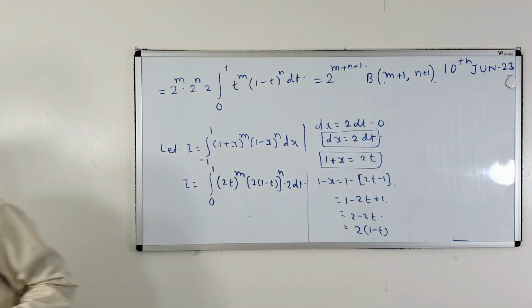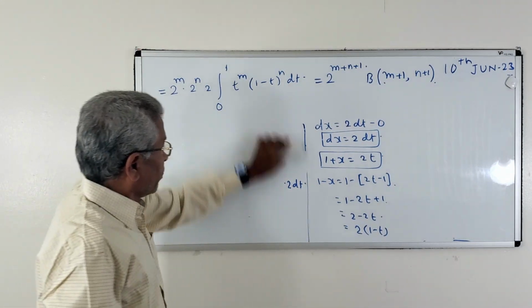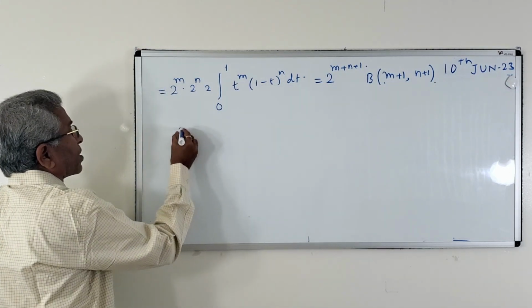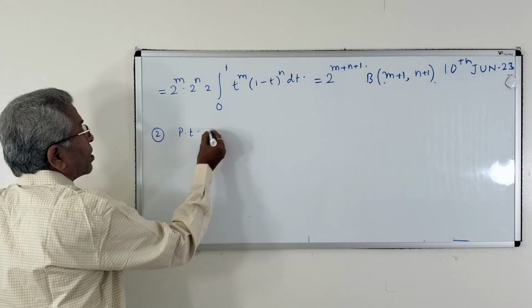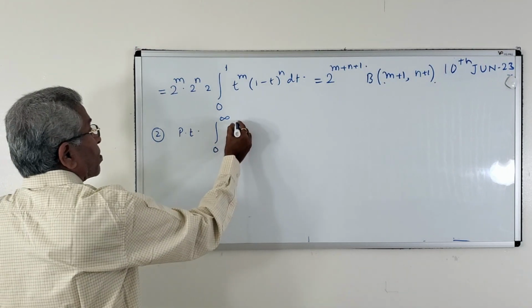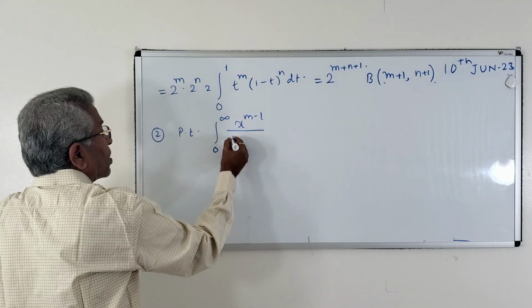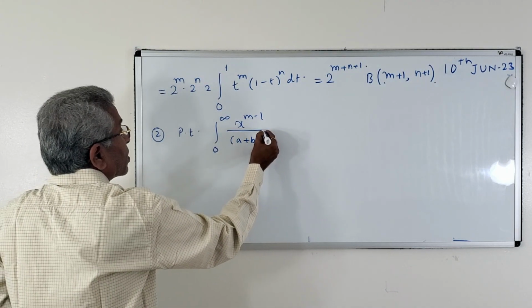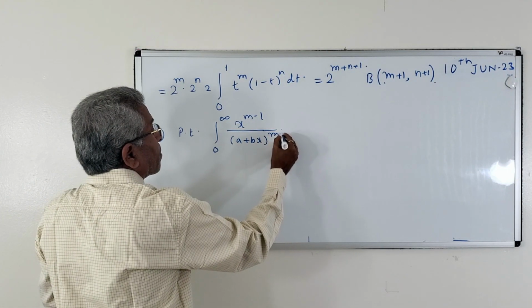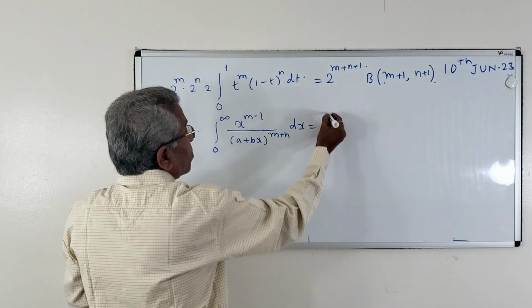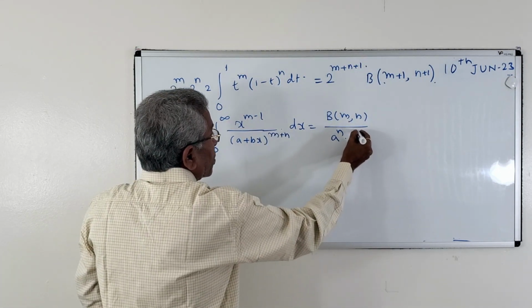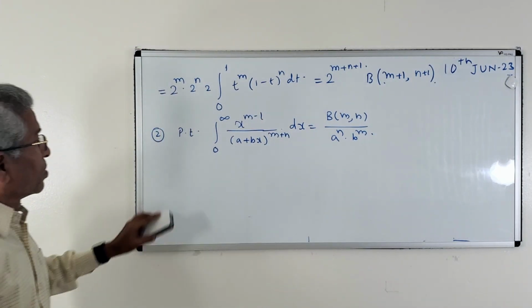Let us see another example. Second example: prove that the integral 0 to infinity of x raised to m minus 1 upon (a plus b x) raised to m plus n dx is beta m, n upon a raised to m, b raised to n. So that is the consideration.